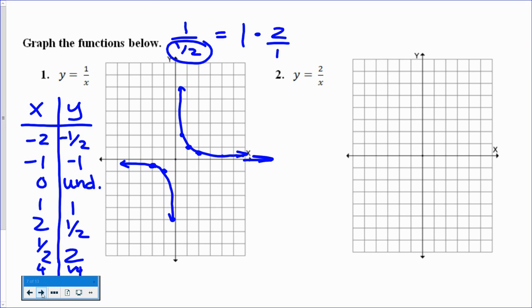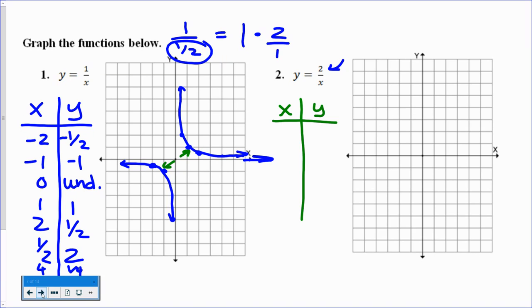So if you did something like in our next one, 2 over x, this is just going to be a stretch. So what it's going to do is it's going to pull these further away. Okay, so when you're matching a graph, it's just going to get further apart.